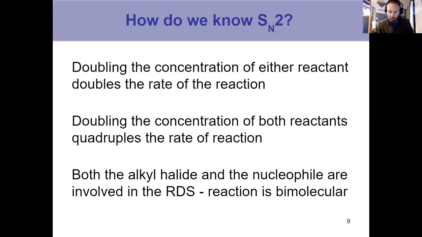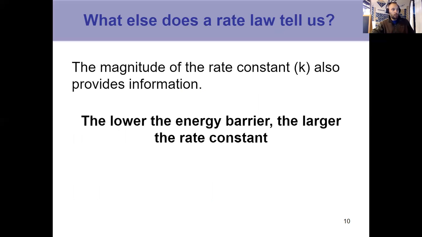This slide is effectively just summarizing what I've already stated. And we also get some information from those experiments from the rate constant. The larger the value of the rate constant, the easier it is to do the reaction. So if you see a larger rate constant, k, that means it has a lower energy barrier. It's easier to get over that energy hump, easier to get to and achieve the transition state, and for the reaction to proceed overall.